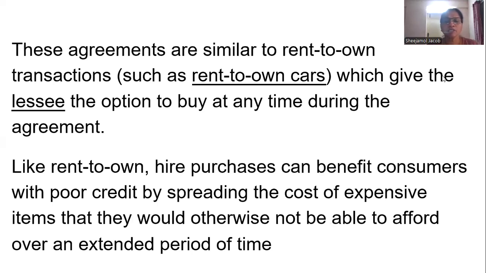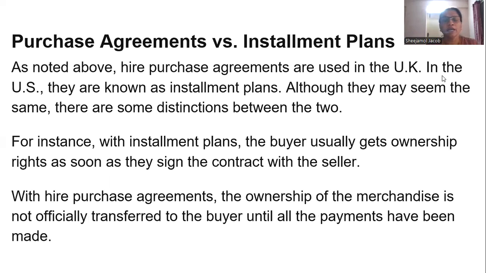Like rent-to-own, hire purchase can benefit consumers with poor credit by spreading the cost of expensive items that they would otherwise not be able to afford over an extended period of time. And what are the differences between hire purchase agreements and installment plans? Hire purchase agreements are known as the installment system in the USA. Although they may seem the same, there are some distinctions between the two. With installment plans, the buyer usually gets ownership as soon as they sign the contract with the seller. But in a hire purchase agreement, the ownership of the merchandise is not officially transferred to the buyer until all the payments have been made.